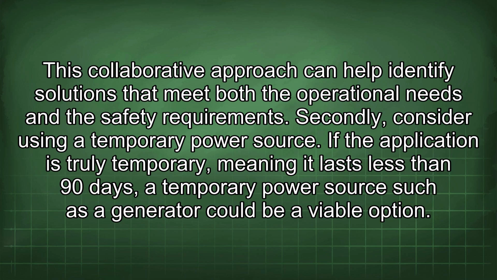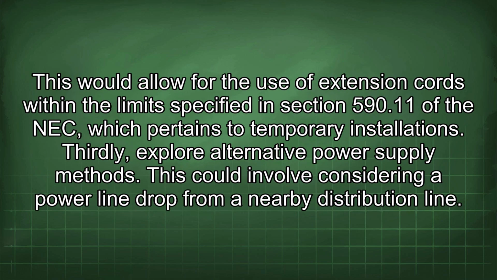Secondly, consider using a temporary power source. If the application is truly temporary, meaning it lasts less than 90 days, a temporary power source such as a generator could be a viable option. This would allow for the use of extension cords within the limit specified in Section 590.11 of the NEC, which pertains to temporary installations. Thirdly, explore alternative power supply methods.